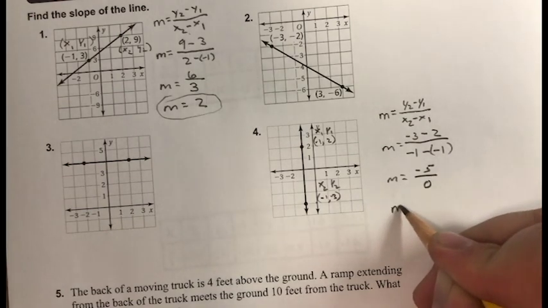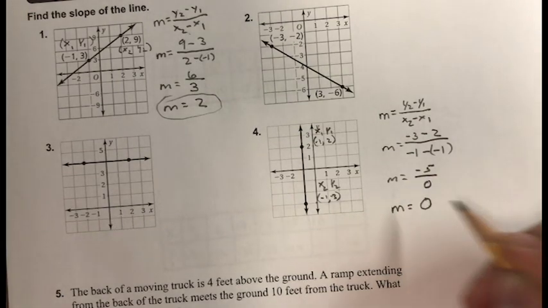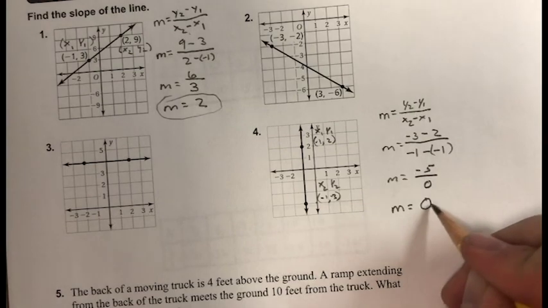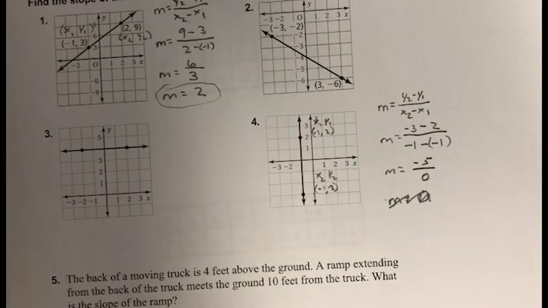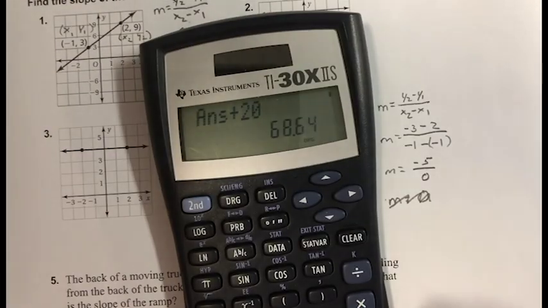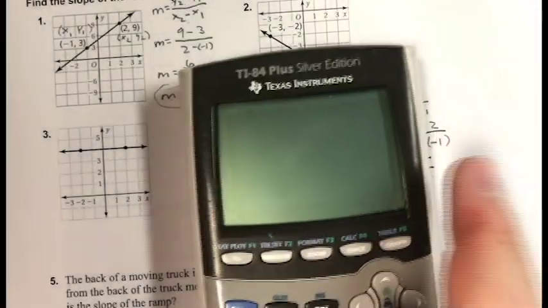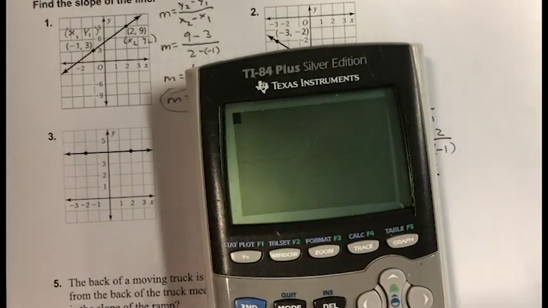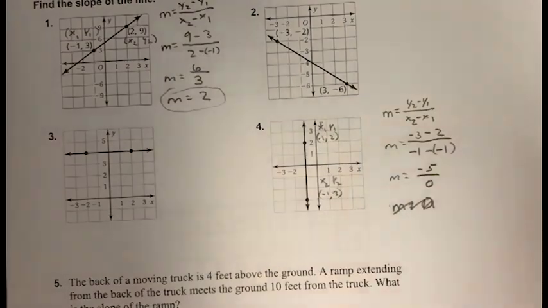And when you see this, your instinct might be to say negative 5 divided by 0 equals 0. And if you did that, it is absolutely, positively incorrect. Why? Well, let's see what happens. If I take my calculator and I go negative 5 divided by 0, I get divide by 0 error. In other words, I cannot do it. And we'll be using one of these calculators very soon. I will do negative 5 divided by 0. Look at what it says, error, divide by 0. So what does that mean?